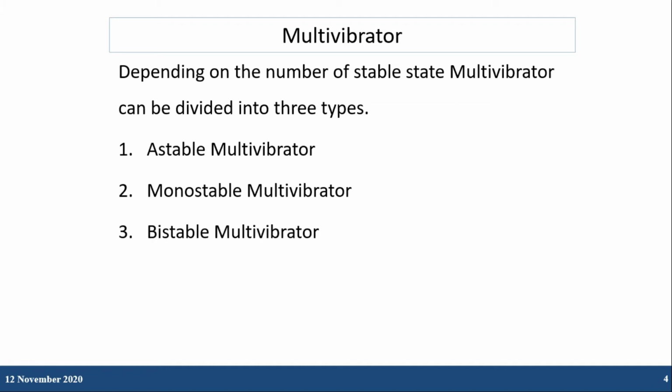The third is the bistable. So in bistable, both states are stable, as the name indicates. In this, both states are stable, and the output of multivibrator can be any of the two stable states. So we will see this in detail.